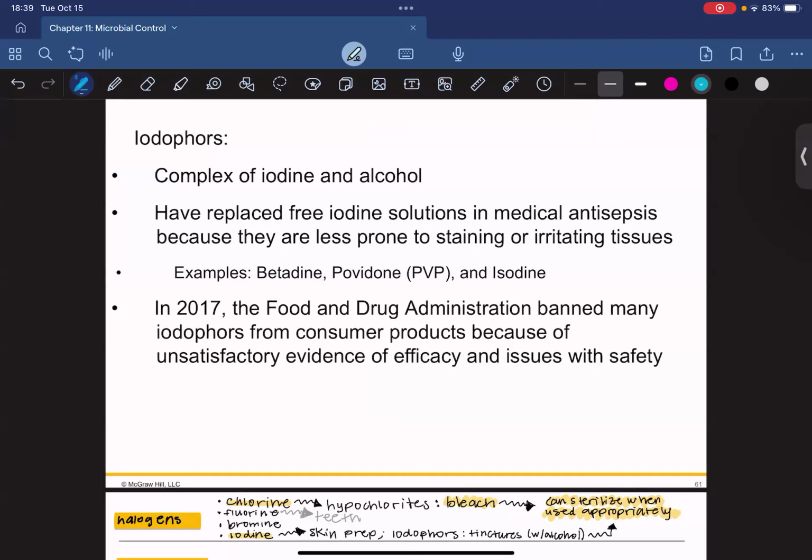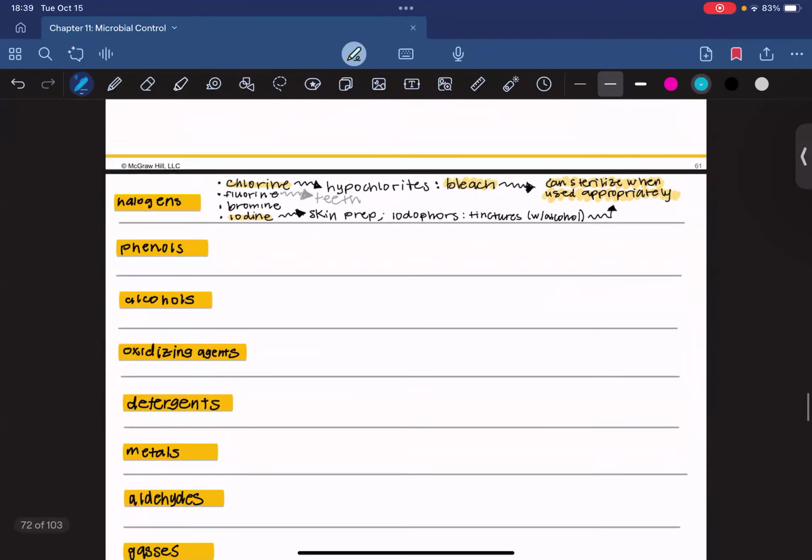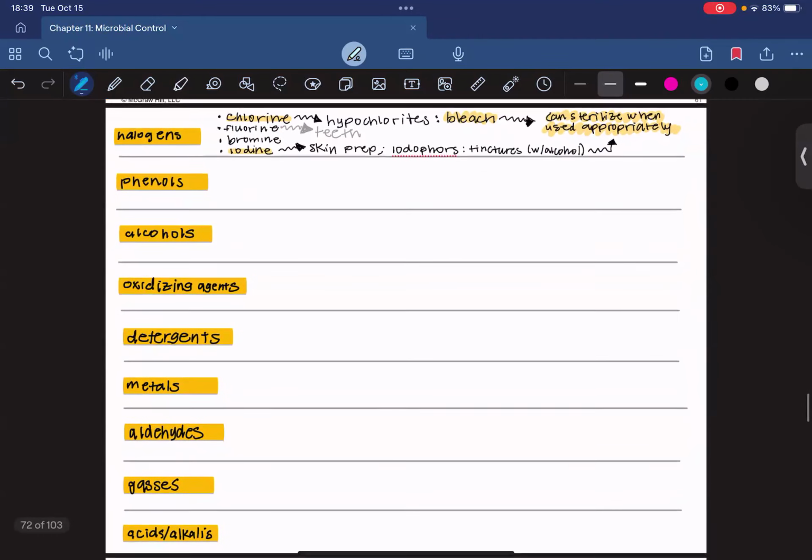Can you be allergic to iodine? Yeah, you can be allergic to that too. Okay. So it's not a lot of them, like it says, a lot of them are banned now because they are kind of dangerous, cause damage.